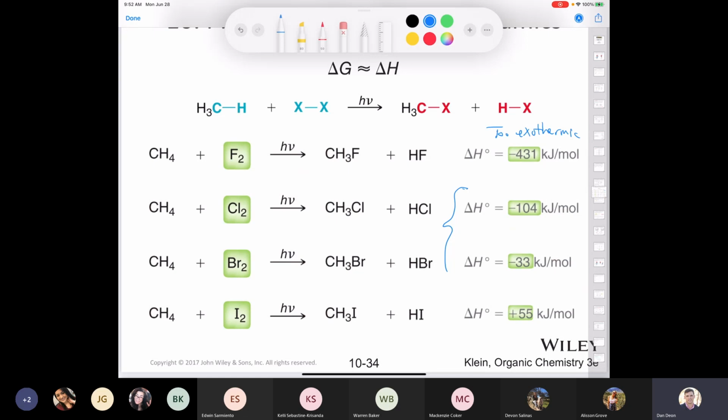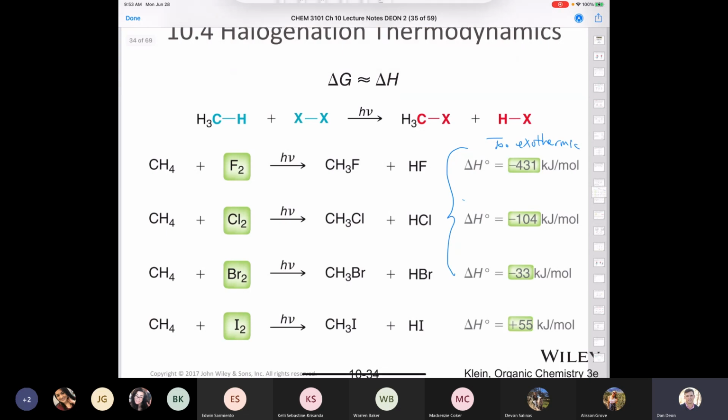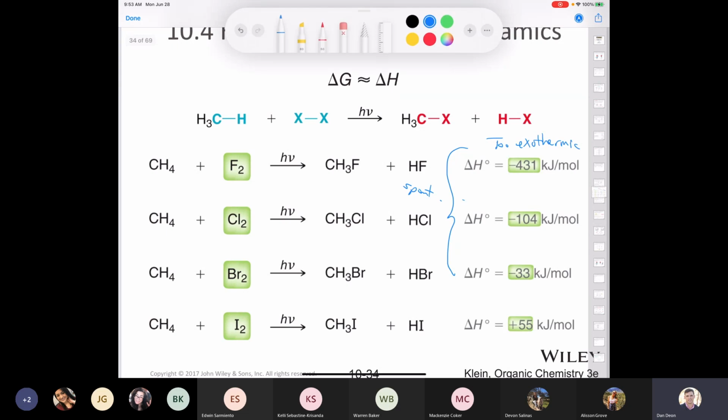Now, if you take a look at the other values, the delta H of chlorination and bromination, they're both negative, aren't they? So what does that mean? Since delta H is approximately equal to the change in Gibbs free energy, that means that these are spontaneous processes as well, right? Just to summarize, all three of these are spontaneous, okay? However, it just happens that the level of spontaneity of the fluorination is too great. It's so exothermic that it's useless, okay?